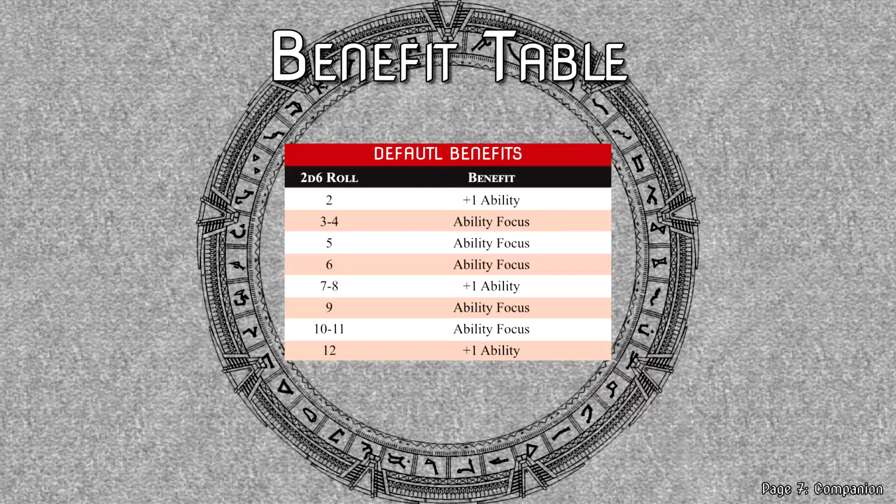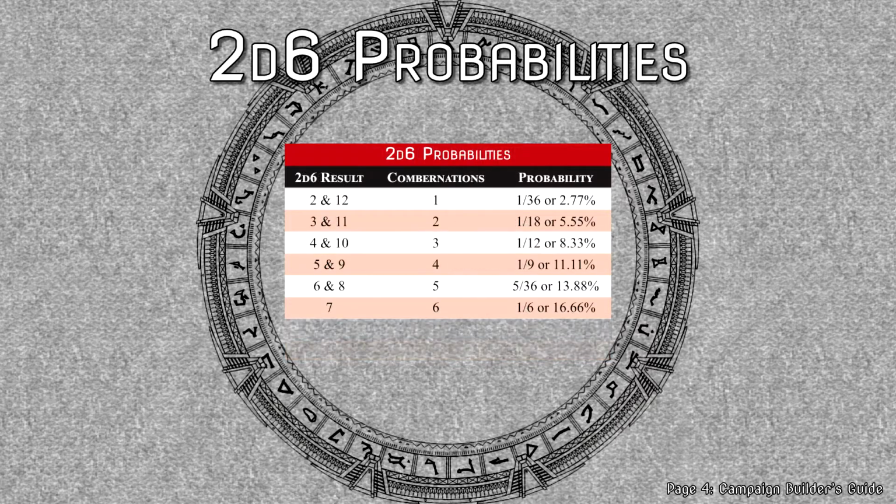Well, if we have a look at the Campaign Builder's Guide, we can see the 2d6 probability chart. So on a 2 and a 12, you can only roll 1 combination. You can either get 2 1s or you can roll 2 6s. So with that, there is a 1 in 36 chance, or a 2.77% probability that you're going to get this. So we want to stick options that kind of make sense, but are probably not going to be rolled very often. Or 3 and 11.